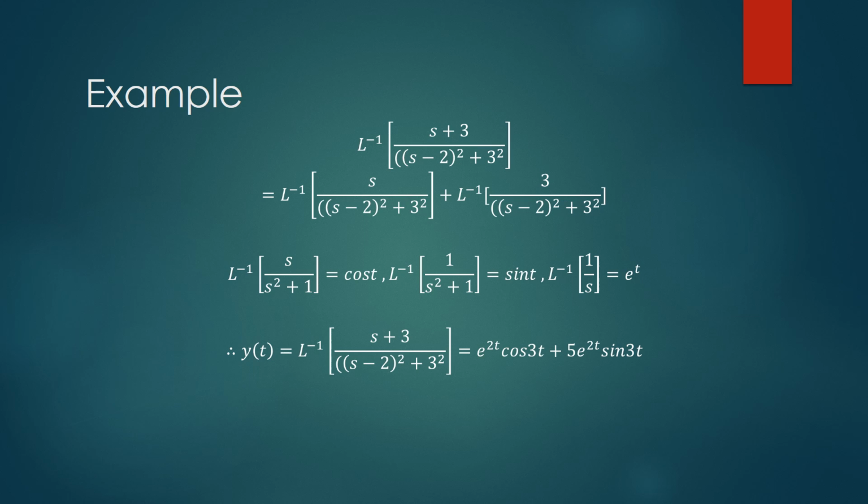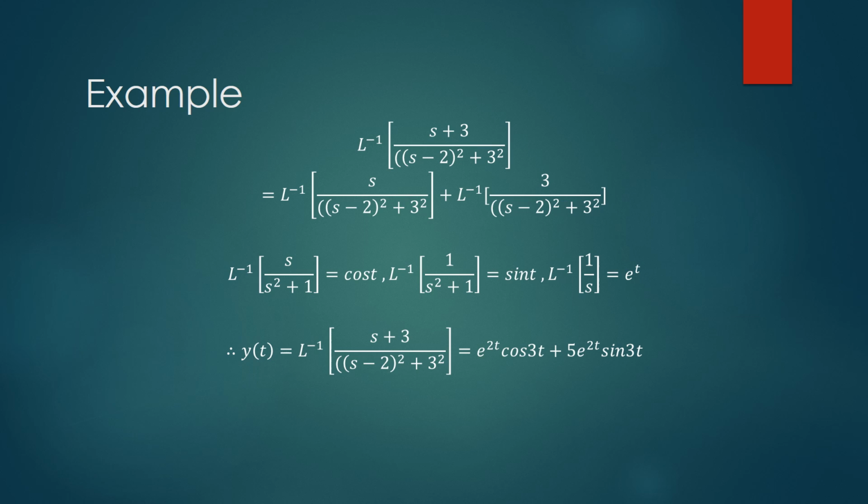Let's see an example of a Laplace inverse problem. The problem is to find the Laplace inverse of (s plus 3) over ((s minus 2) squared plus 3 squared). This can be divided into two parts: one is the Laplace inverse of s over ((s minus 2) squared plus 3 squared), plus the Laplace inverse of 3 over ((s minus 2) squared plus 3 squared).